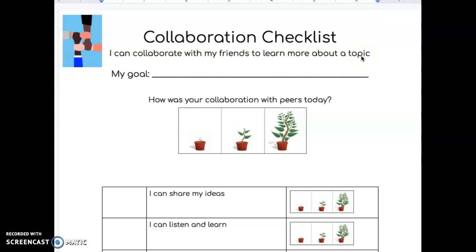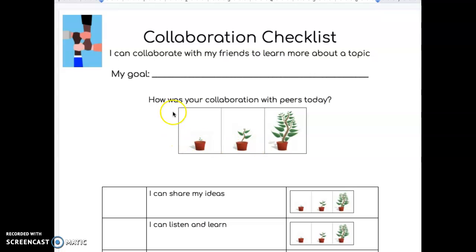That's right. As we are working on our insect research report, we are collaborating with our friends cooperatively to help us learn about a topic. At the beginning of the lesson, everyone came up with their own goal for being a cooperative, collaborative partner. If you need to pause the video right now, you can pause and reread your goal to yourself. Once you have it in your mind, you can unpause the video. Okay, friends, do you have your goal in mind? Great. Now, we're going to reflect on how we did with that goal.